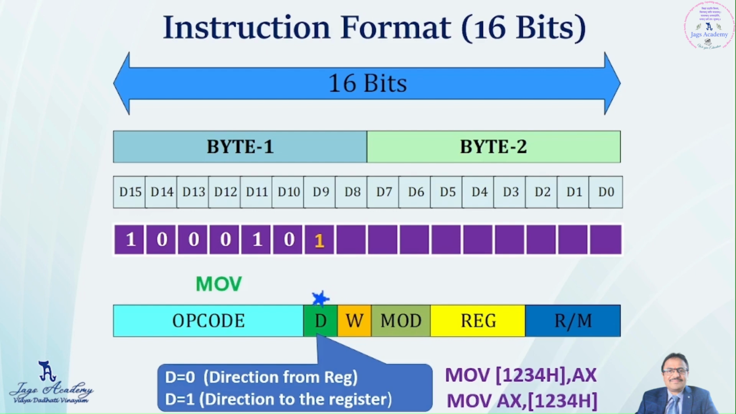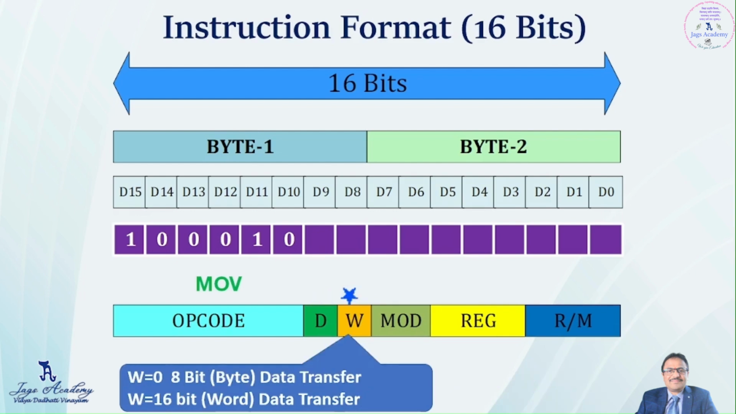Suppose instead of AX, if I have AL in that, then there is an 8 bit transfer, right? That's what I am going to represent in W. W says, if you are transferring a byte, 8 bit, your W will be equal to 0. If you are transferring a word, or 2 byte, or 16 bit, then W is going to be 1. Now tell me this instruction. Can you tell me W bit is 0 or 1 here? Why W bit is 0?